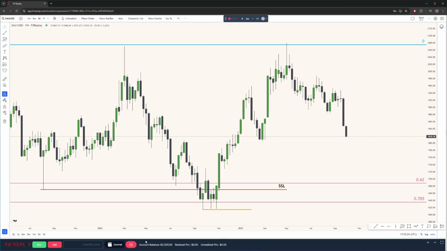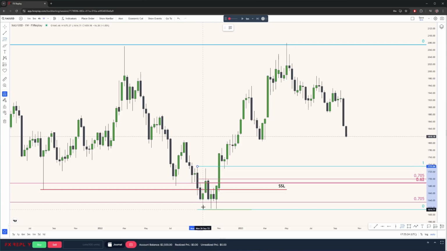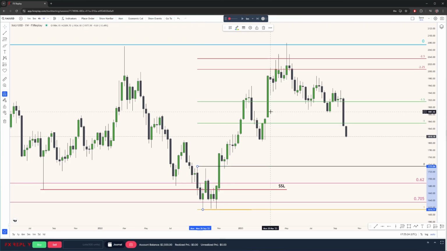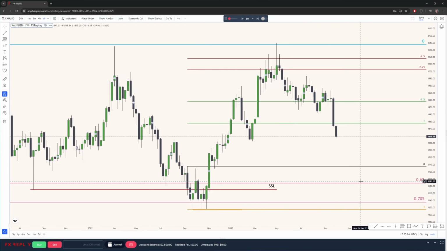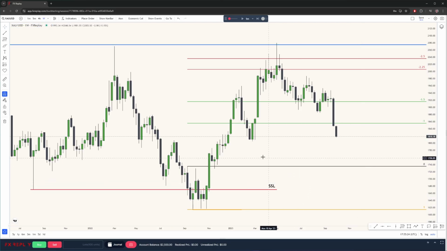Well, perfect. Now I'm going to highlight the manipulation leg, the very last leg before the smart money reversal. This is right here. Manipulation leg. I actually like it. Let me remove the OT retracement. Nice. What else can I see here?